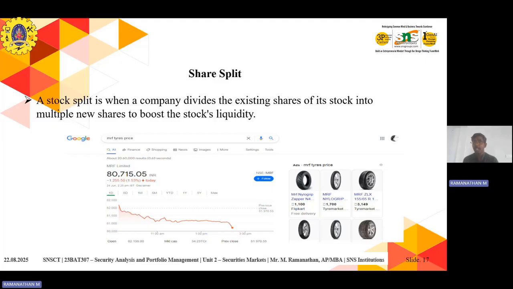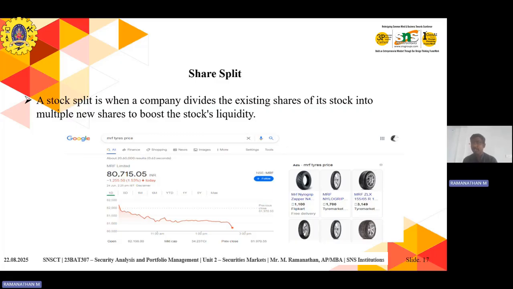For example, let me tell one company. The company is MRF, right? If you take MRF, the current price of MRF Tyres is like 1,30,000, 1,20,000. It's fluctuating around 1 lakh rupees. So can a retail investor or a normal person invest in an MRF share? So certain shares can be split into a number of shares. One share can be split into 10 or 20, maybe accordingly.